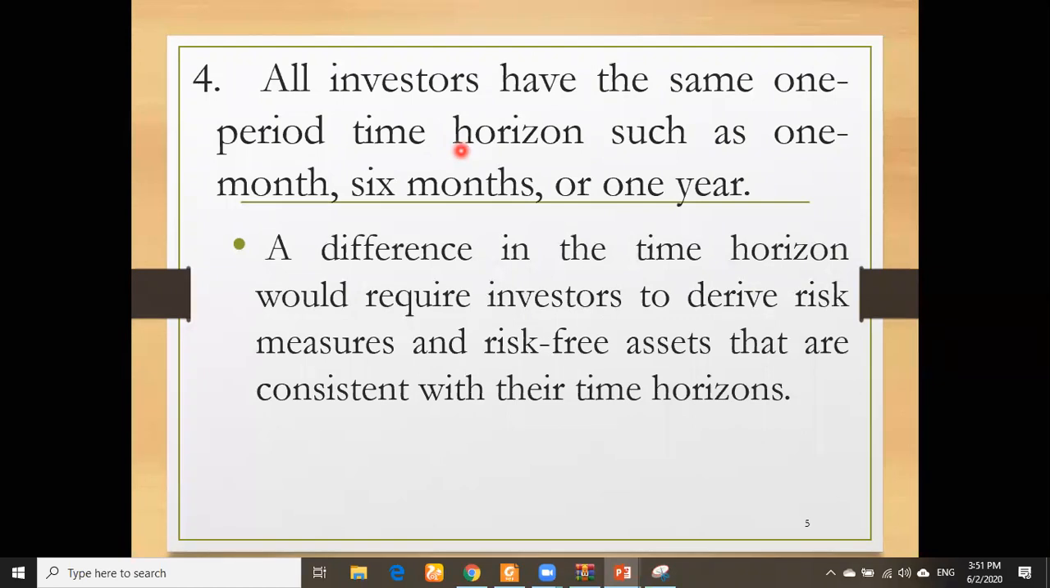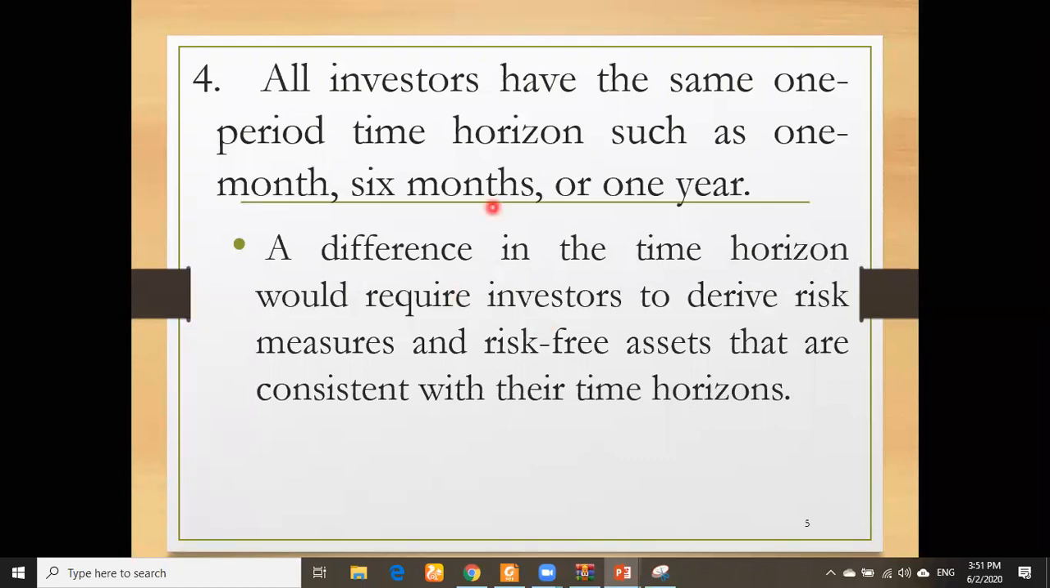And whenever we are calculating annual return, we will say all of the investors have the same time horizon, that they are calculating return for the whole 1 year. So this is an assumption. A difference in the time horizon would require investors to derive risk measures and risk-free assets that are consistent with their time horizon. Whenever we are changing this, for example, when we are talking about 1 month, the risk exposure is different. And whenever we are talking about 1 year, the risk exposure is different.